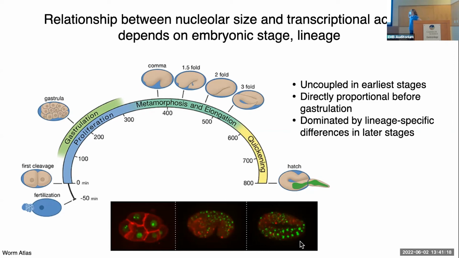So these giant nucleoli you see here are in the developing intestine. That is the first scan that we've done throughout embryogenesis, and we're now trying to get more quantitatively at the relationship between nucleolar size and transcriptional activity as a function of these different developmental stages.